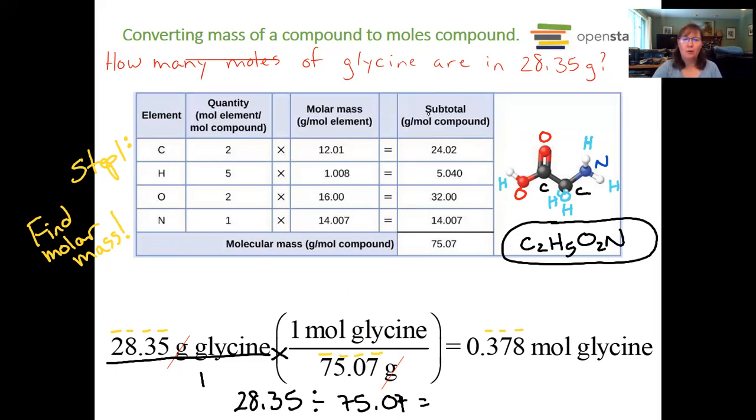So let's take a look at what we would be doing with that. And this gives us 0.3776477529. Okay, and we see 4 significant figures here. We see 4 significant figures here. That means that we can have 4 significant figures in our final answer. So this should be 0.3776 moles glycine. And so our answer is moles glycine.